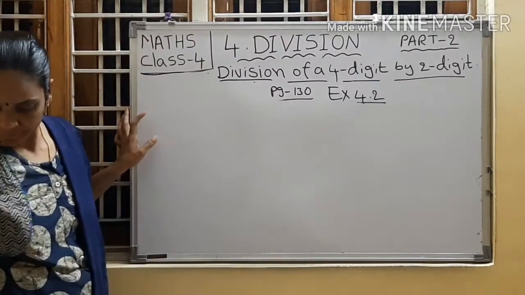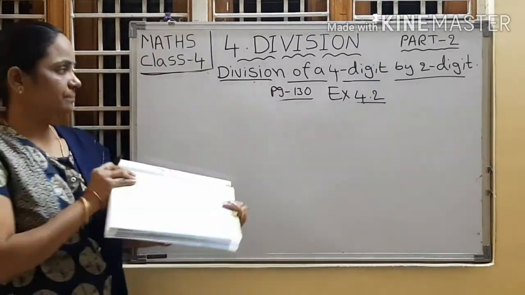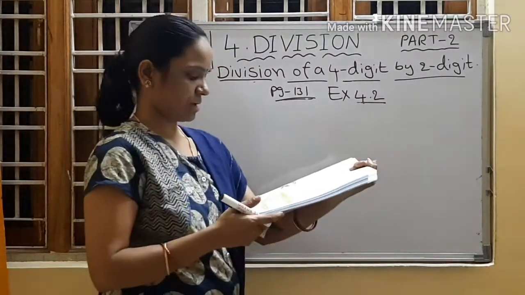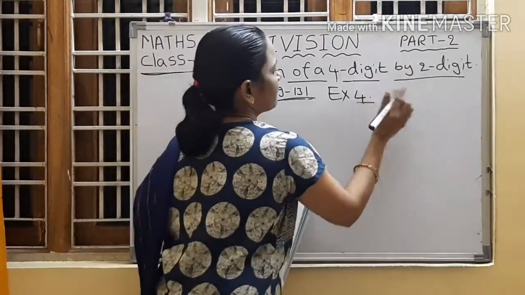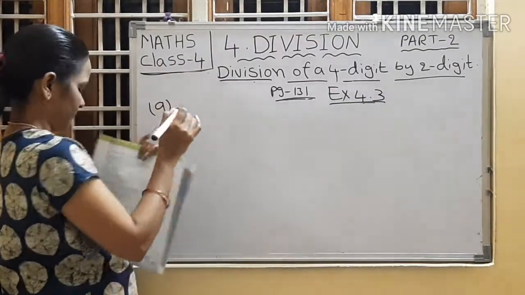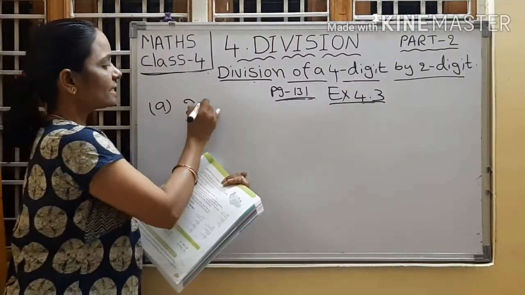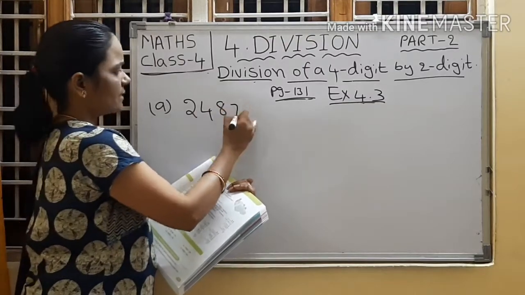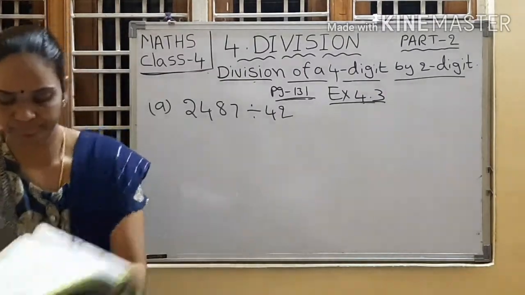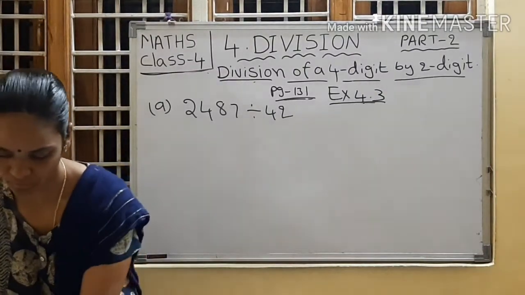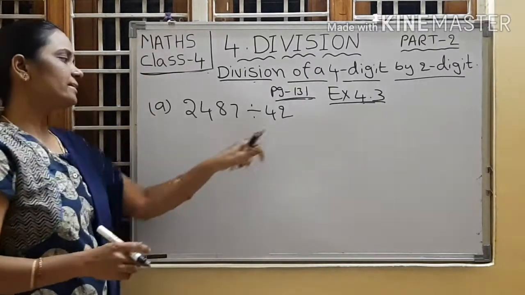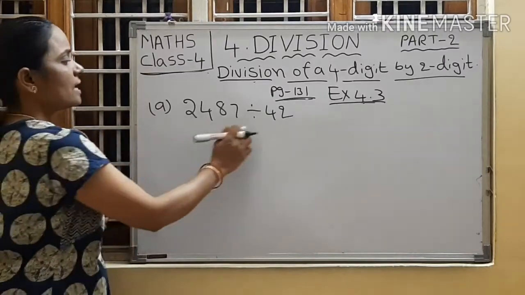Next page number 131. 4.3. A bit I am doing: 2487 divided by 42. Okay, children? 2487 divided by 42, a 4-digit number by a 2-digit number.